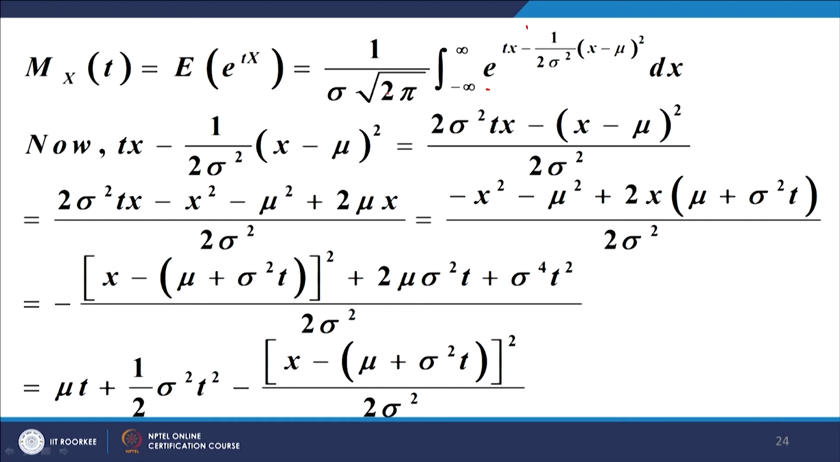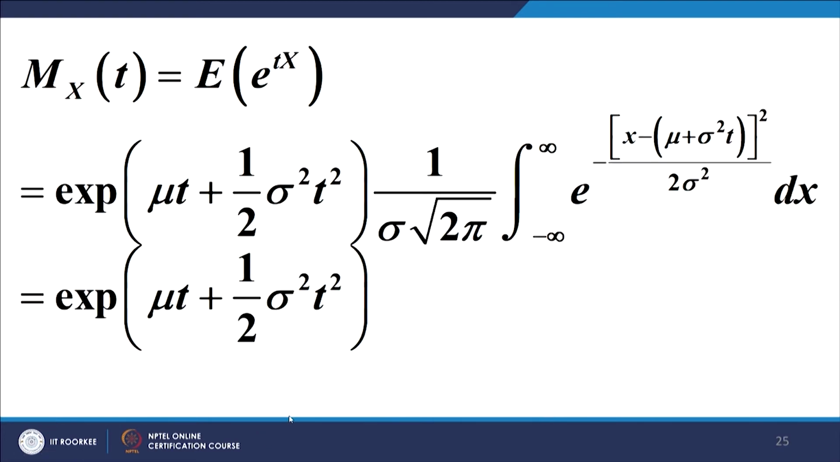Now, you look at it carefully. This part is independent of x and this part depends on x. So, we can split this whole exponent into two parts. This part I will take outside the integration, and I have left the other part inside the integration. Now, look at this integration. This integration is simply a normal distribution. It is a normal distribution, note, and it has a variance of sigma square, that is also clear, and it has a mean of mu plus sigma square t. In other words, it is a shifted normal distribution.